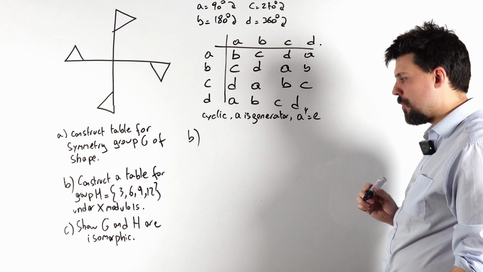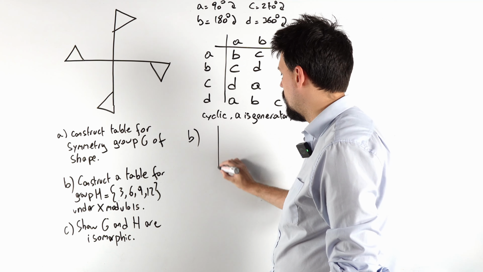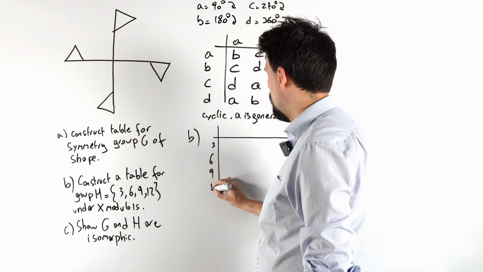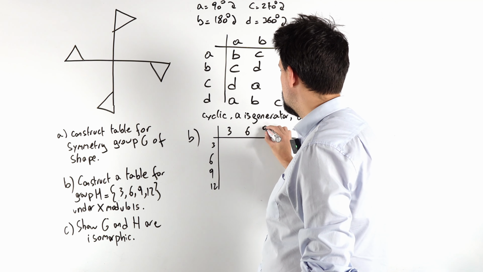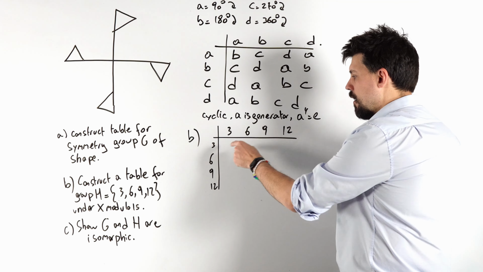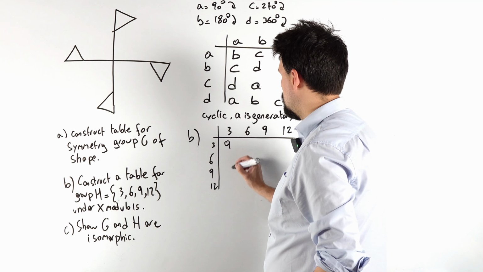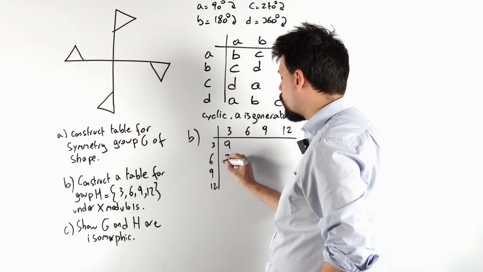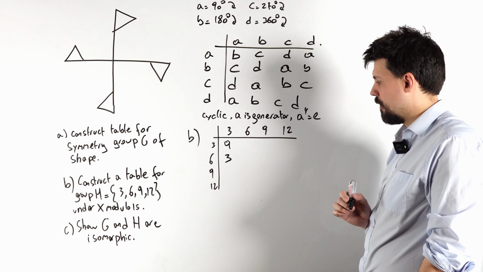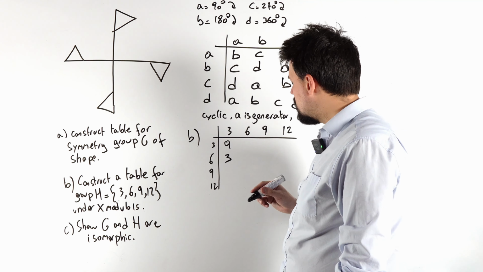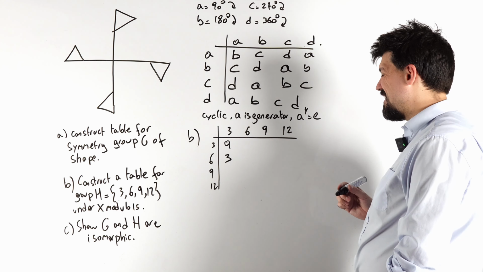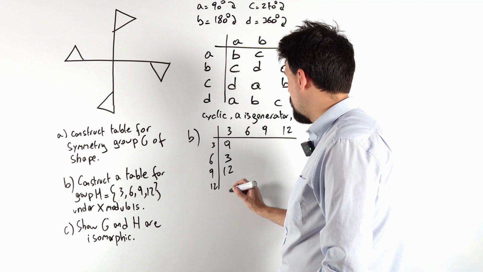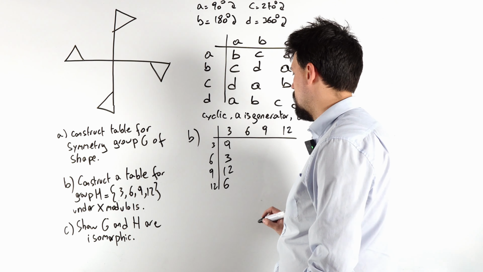B, construct a table for 3, 6, 9, 12 under modulo 15. Well, this is going to be a little bit more interesting. 3, 6, 9, 12, 3, 6, 9, 12. 3 times 3 is 9. Well, that's good. 3 times 6 is 18, which is 3 modulo 15. 3 times 9 is 27, which is 12 modulo 15. And 3 times 12 is 36, which is 6 modulo 15.